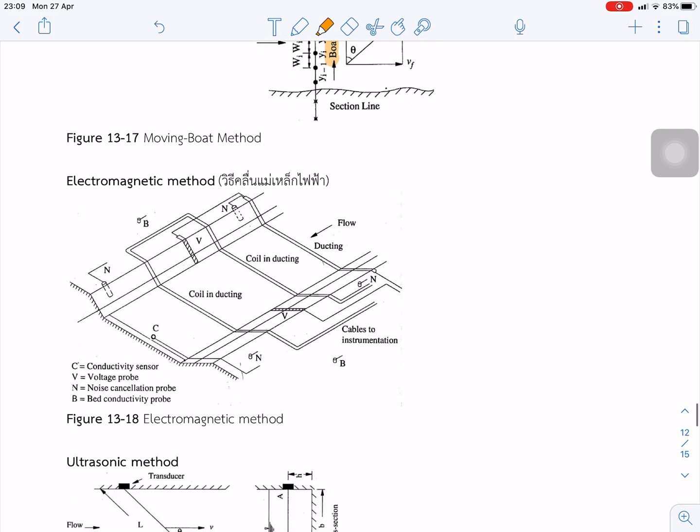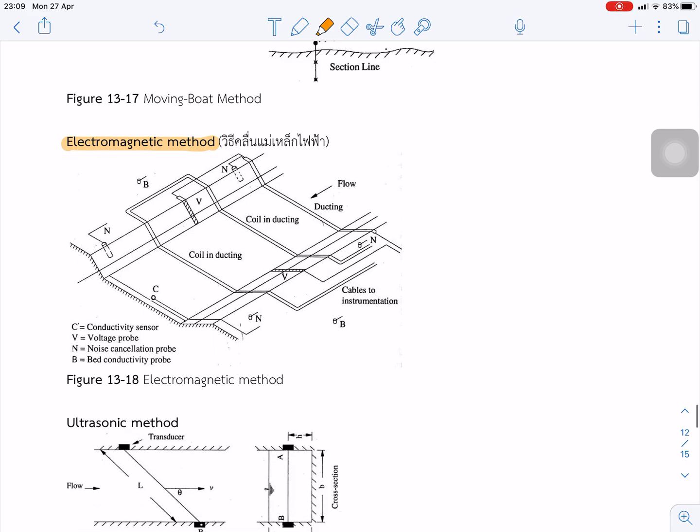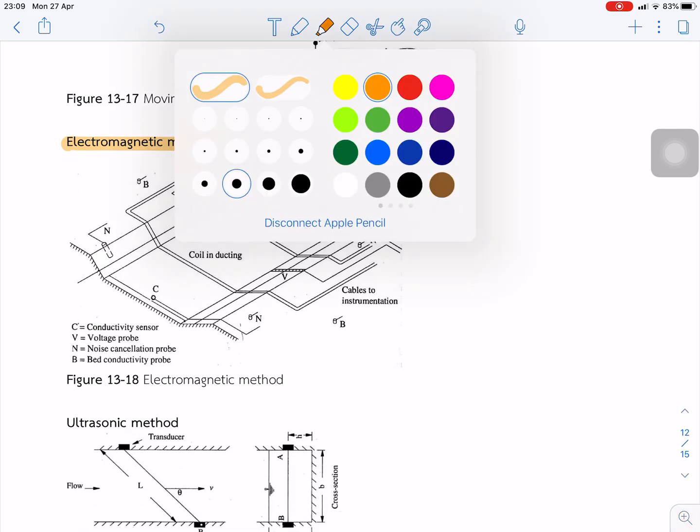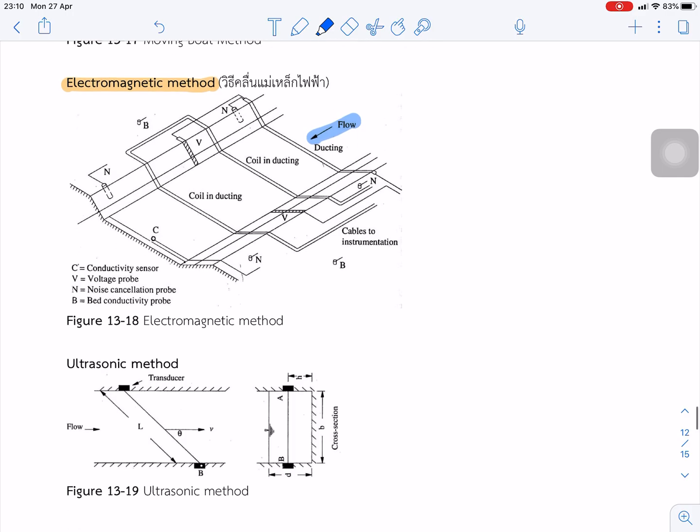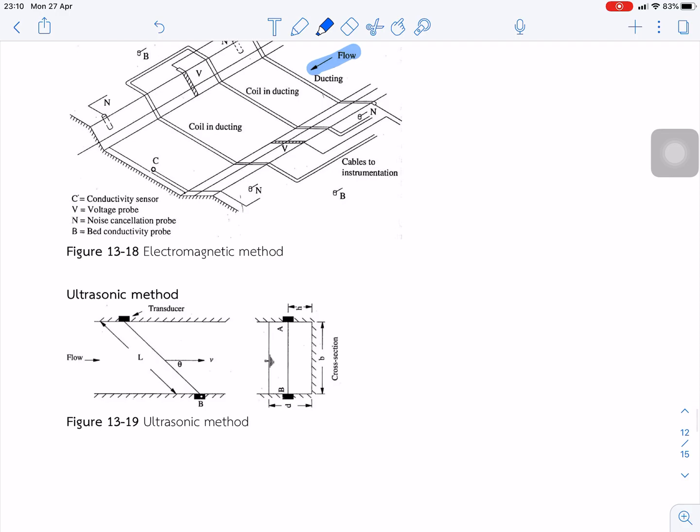And the next method we call the electromagnetic method. The flow is passing through this area, and in this area we install many probes and instruments to sense and measure the change of the electromagnetic wave once the flow is passing through, and we can convert the change of the electromagnetic wave to the flow rate.